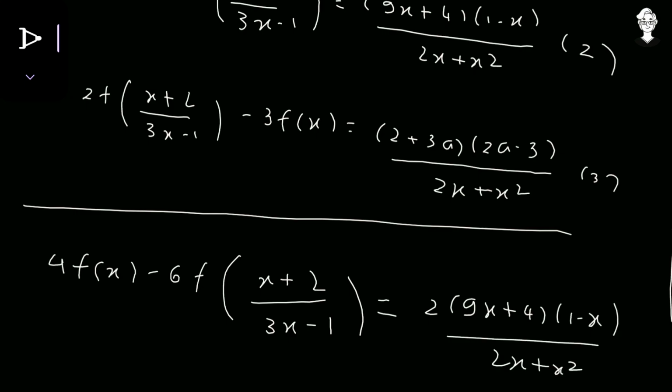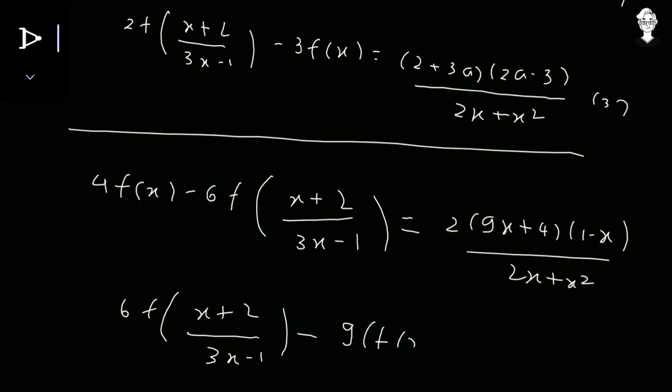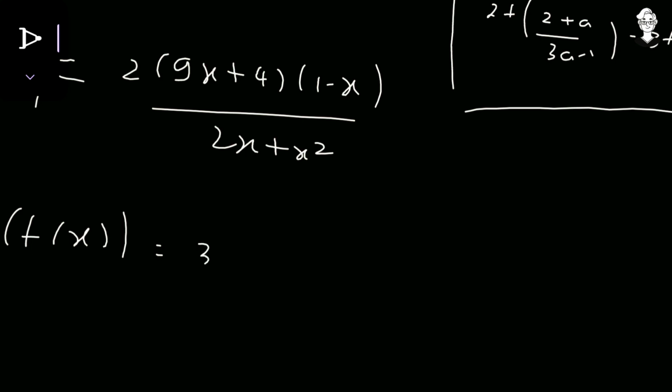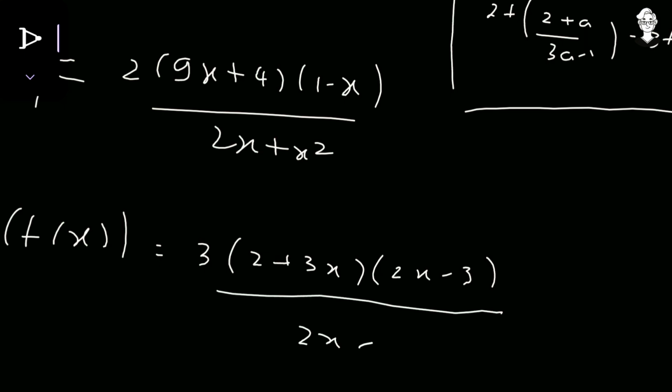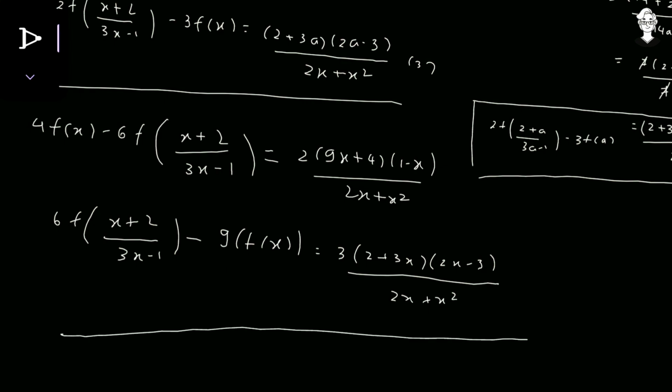Now 3 multiplied in the second equation, so 3 into 2, 6 times f of x plus 2 upon 3 times x minus 1 minus 3 into 3, 9 times f of x, and that is equal to 3 times 2 plus 3 times x into 2 times x minus 3, and in the denominator 2 times x plus x square. So now what I will do is simply add these two equations, because I can clearly observe that this thing and this thing will get cancelled out, and what will remain is f of x, so we can easily find the value of it.